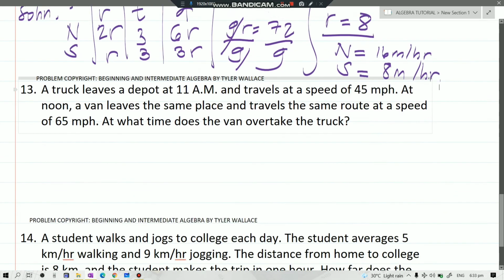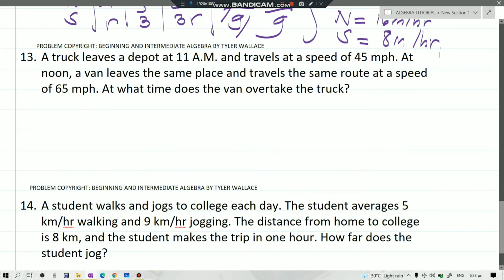Okay? Problem 13. A truck leaves a depot at 11 a.m. and travels at a speed of 45 miles per hour. At noon, tanghali, a van leaves the same place and travels the same route at a speed of 65 miles per hour. At what time does the van overtake the truck?